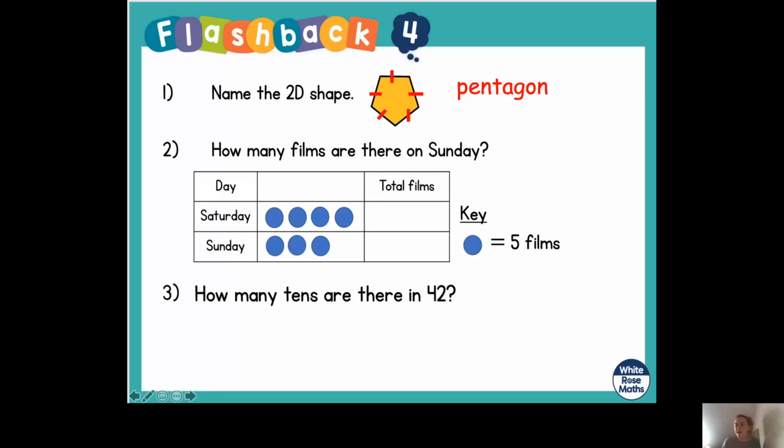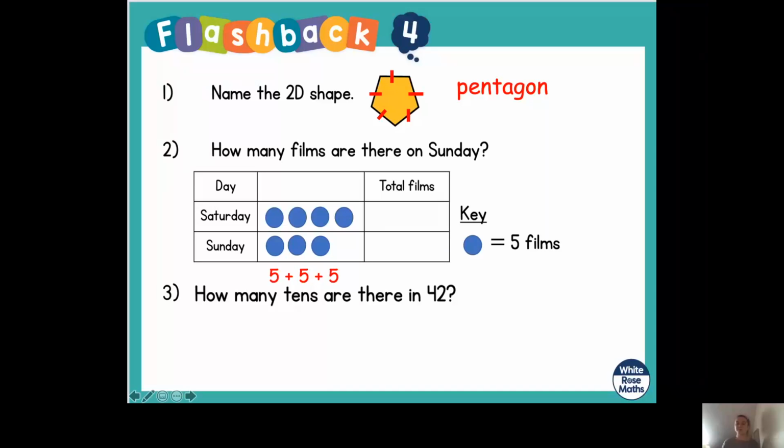Now, number 2, how many films are there on Sunday? Well, if we have a look at the key, we can see that one blue circle represents 5 films. So we're going to be counting up in steps of 5. Now, how many blue circles are there next to Sunday? Well, there are 3 blue circles next to Sunday. So therefore, we are going to be counting up in steps of 5 3 times. So we're going to be doing 5 plus 5 plus 5 because there are 3 blue circles and each blue circle represents 5 films.